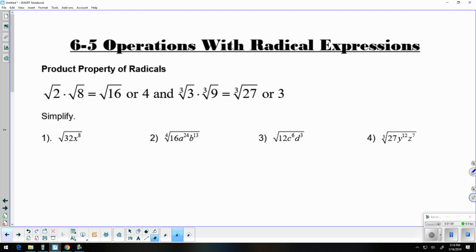Again, we're trying to break down radicals, but they're not always going to be exactly what you think. Like for the first one, the square root of 32x to the eighth, right? 32, I can't actually take the square root of it, but I can simplify it. There's a couple ways you can simplify radicals.